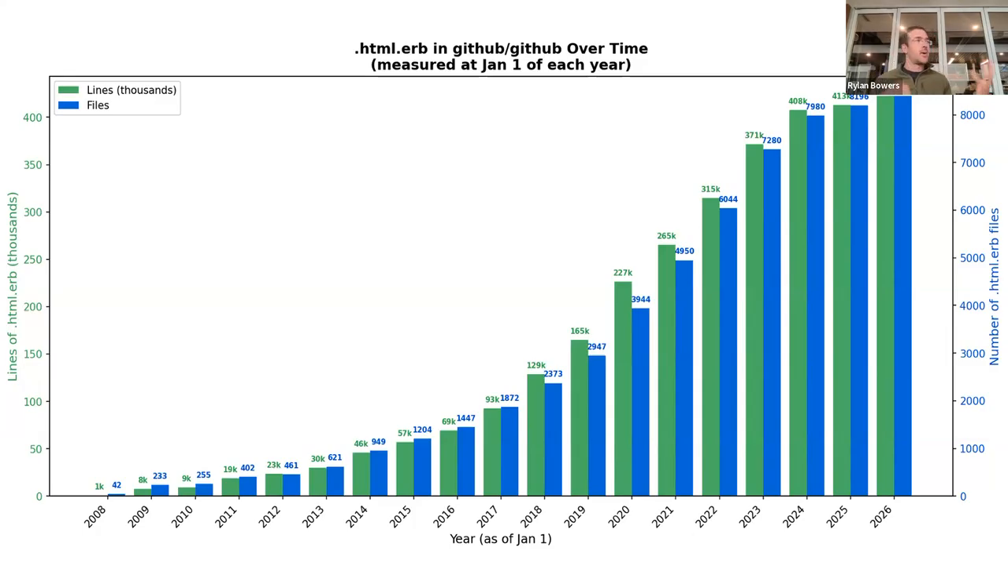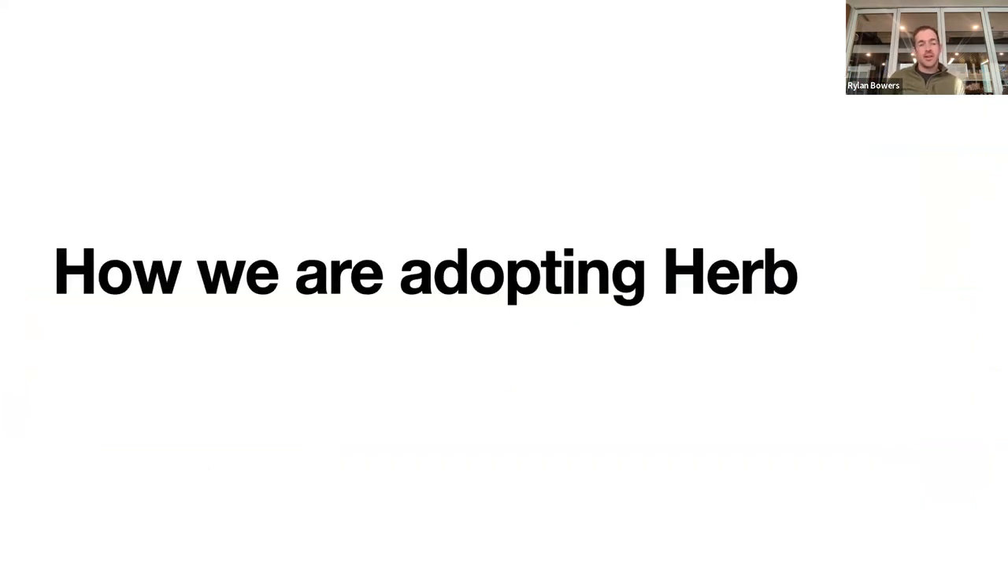So while Herb obviously has a test suite, there's really no substitute for testing this kind of major architectural change that's going to happen in Rails against something like GitHub. So I've been doing that since December now. And when I started out, Herb could not even parse all of our ERB.